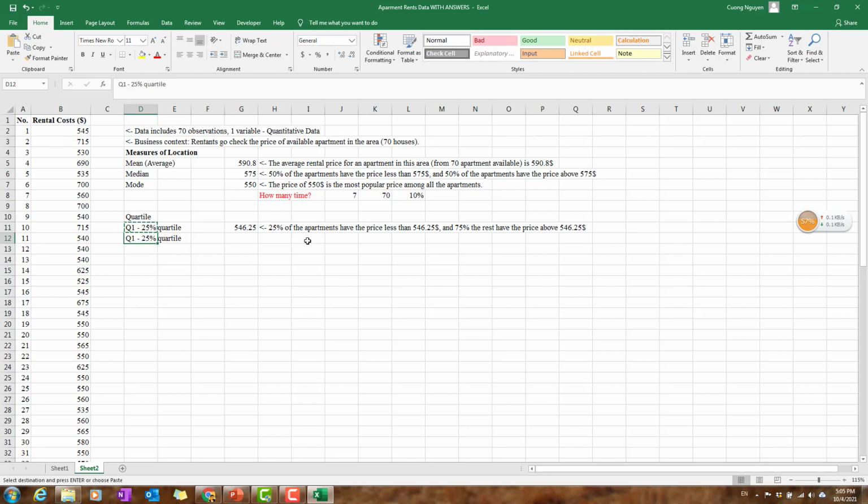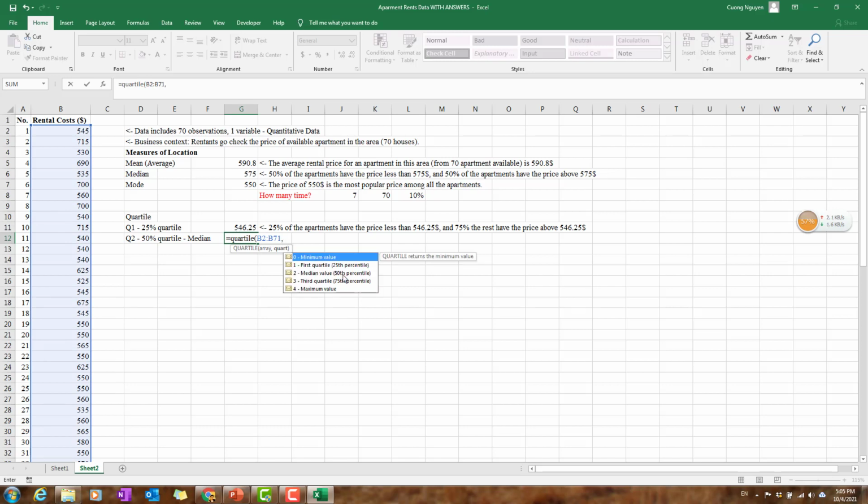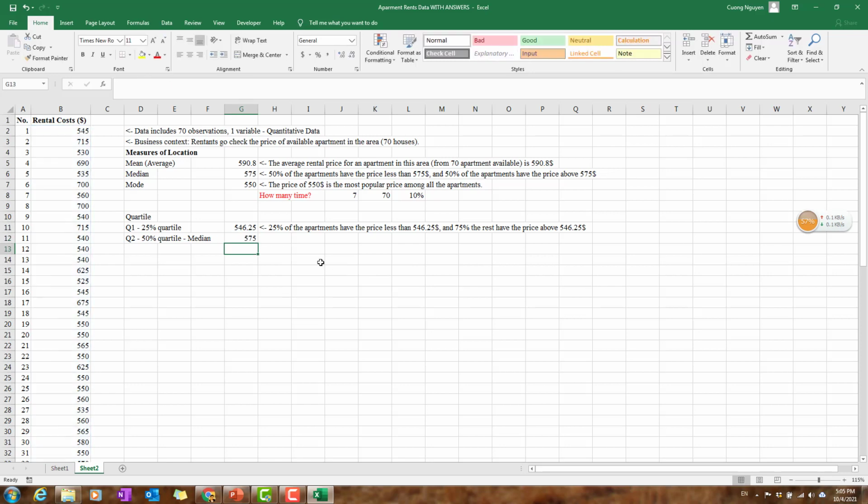So the Q2, when I talk about the Q2, what does it mean? The Q2 will actually be the same as the median. Okay, so it is the 50% quartile, or also the median value. So we are going to check if it is the same as the median, because it's the same idea, right? 50% of the data will be smaller than Q2, and 50% will be larger than Q2. So I will use QUARTILE this time, from B2 into B71, and I will put in the median value, 2. Okay, and that will be it.